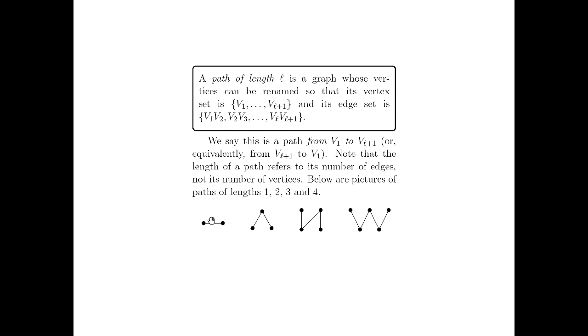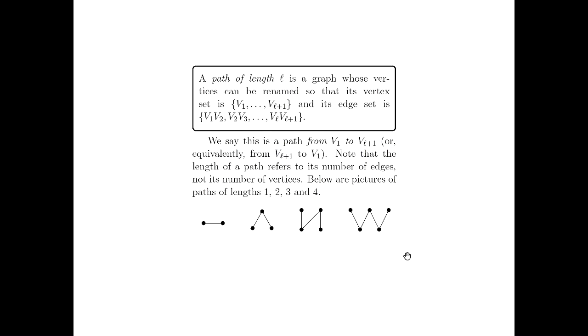So here's a path of length 1. Notice that the length counts the number of edges, not the number of vertices. So this is a path of length 1, but it has 2 vertices. This is a path of length 2. This is a path of length 3. This is a path of length 4, where obviously we could draw these in lots of different ways, but the important thing is you could string it all out into a line if you wanted to. Make sense?